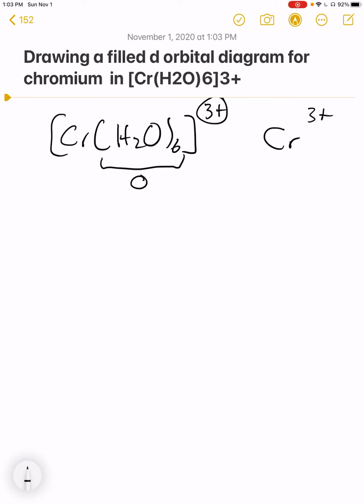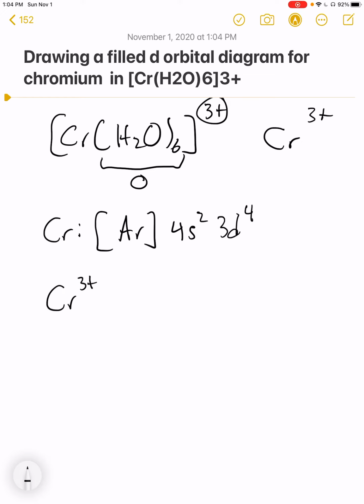Now the next step is to figure out how many d electrons that we have. To do that, we can start by getting the electron configuration of chromium. Going to a periodic table, we can write the electron configuration. It will have an argon core, and then 4s2, 3d4. So we want to know the electron configuration of chromium 3.